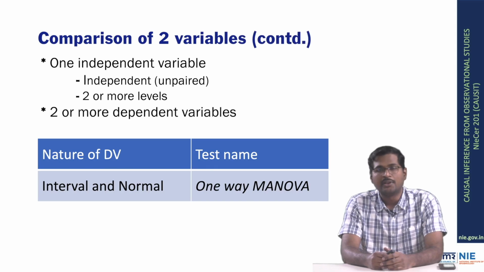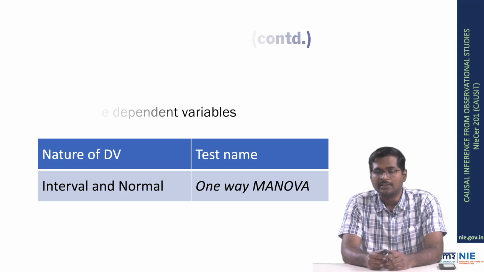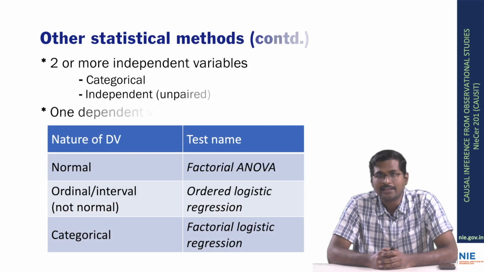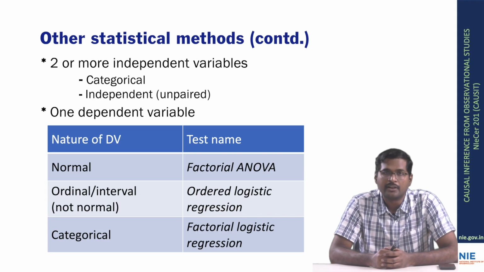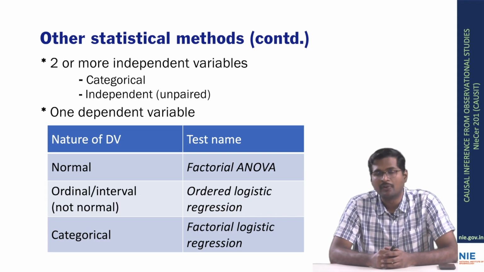Here we are continuing the previous example. One independent variable which is unpaired, but has two or more levels, and there are two or more dependent variables. And if the nature of the dependent variable is interval or normal, then we use one-way MANOVA, which is nothing but one-way multivariate analysis of variance. These are slightly complicated and slightly advanced methods. It will just help you to remember their names, and this will require some expert statistical help for application.